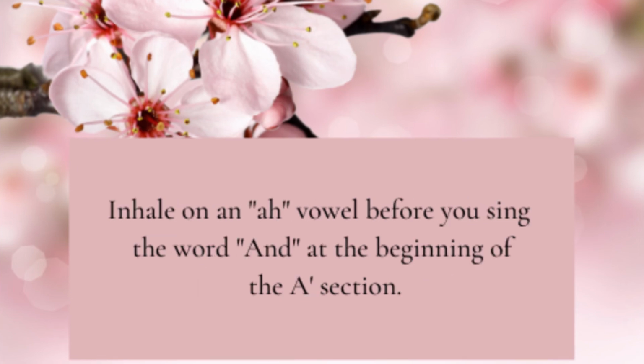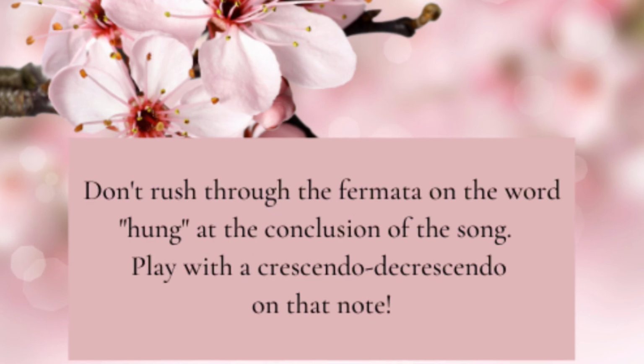Number 4, take a breath on the vowel of "and" as you go into that A prime section. That will actually help you tune the A natural because your ear has been used to an A flat from the minor section. And number 5, don't rush through the fermata on the word "hung" at the end of the song. Be prepared with a great energized breath intake prior to that word so that you can sing the word "hung" with warmth and intention. And hey, you may even play with a little crescendo decrescendo on that note.